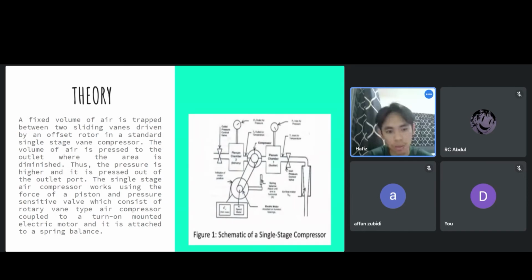The single-stage air compressor works using the force of a piston and pressure-sensitive valve, which consists of a rotary vane type of air compressor coupled to a turn-on mounted electric motor, and it is attached to a spring balance. As you can see in figure 1, this is the schematic of a single-stage compressor.